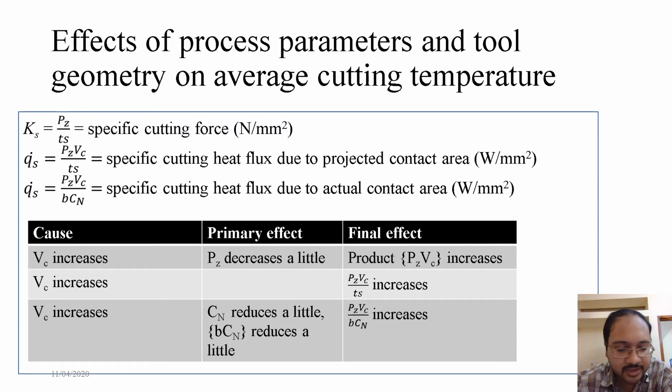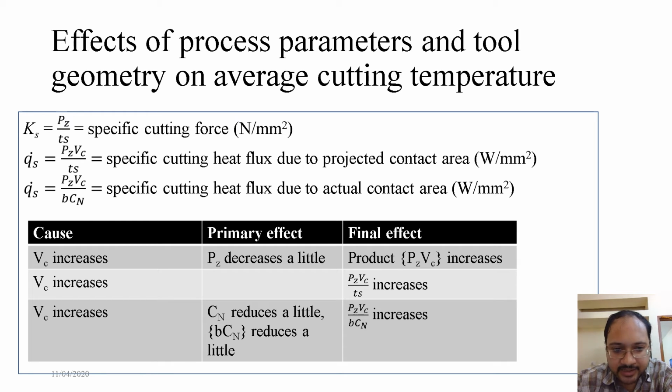To begin with, we start with cutting velocity. As Vc increases, Pz decreases a little. The product Pz times Vc increases. This is responsible for the increase in average cutting temperature. Also, the specific cutting heat flux increases because of Pz Vc over Ts. Here Ts has no dependence on Vc.